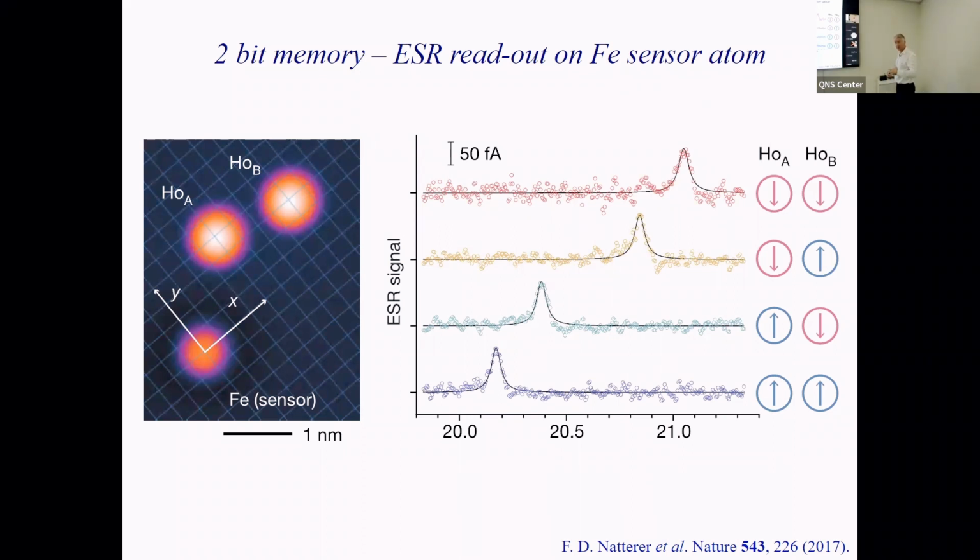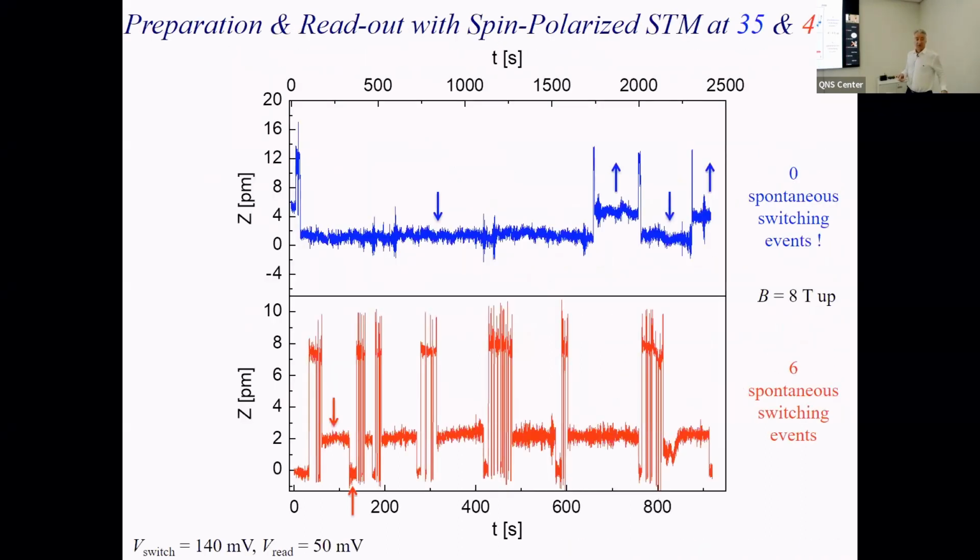So it's basically the demonstration that you can have really an atomic scale memory, in this case a small memory, of course, it's only 2 bits, but you can imagine that you arrange these systems up to like 10 or 20 atoms and read them out with a single iron sensor if you arrange them in the right position. That's quite nice. We can also do another measurement.